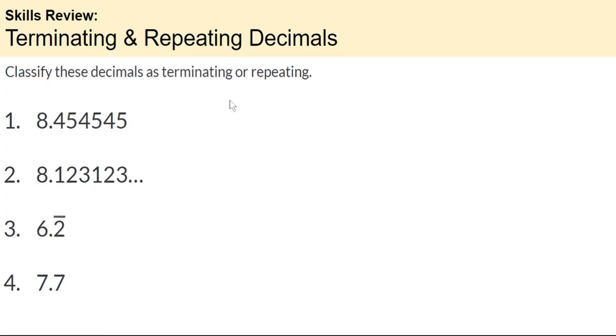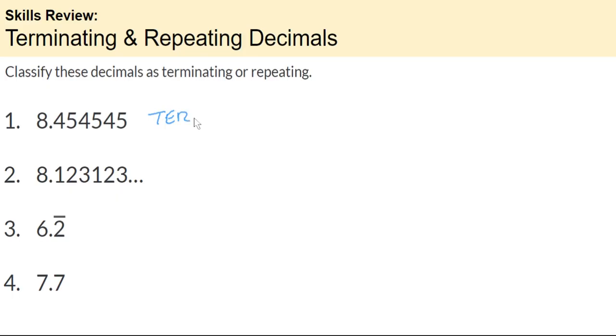Classify these decimals as terminating or repeating. Terminating means they stop, they terminate. Repeating means they repeat and they'll go on forever and ever. Let's look at that first one. Question one, 8.454545. What type of decimal is that, terminating or repeating? It is a terminating one.